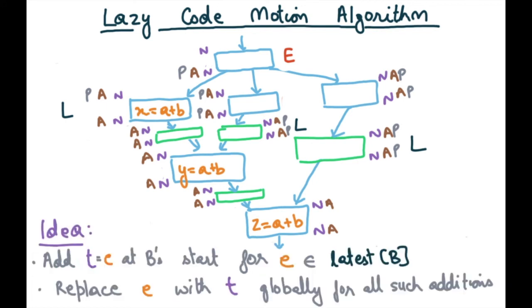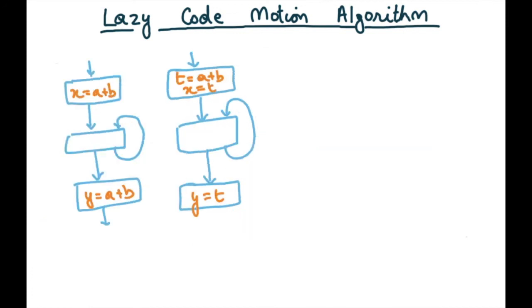Okay, so the idea is that once we have computed latest using the three data flow analyses that we discussed, we add T equals E at B start for all the expressions E belonging to latest of B. So for every basic block, we figure out what are the expressions that can be computed latest at this particular basic block. For all such expressions, we add T equals E at the beginning of that basic block, and then we replace E with T globally for all such additions. Because of the properties of our data flow analysis, it is actually safe to replace E with T globally in the program without having to worry about where we place it.